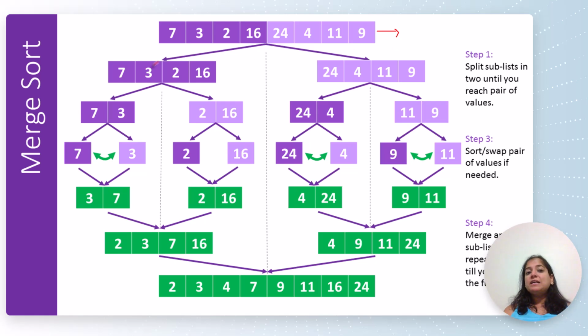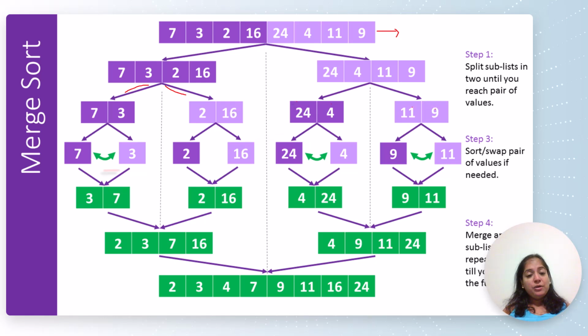So the first half will consist of 4 elements since initially there are 8 elements, and the second half will also have 4 elements. So 7, 3, 2, 16 and 24, 4, 11, 9. Then again we are going to repeat the same process recursively. So again we will divide the array into two halves: 7, 3, 2, 16, 24, 4 and 11, 9.